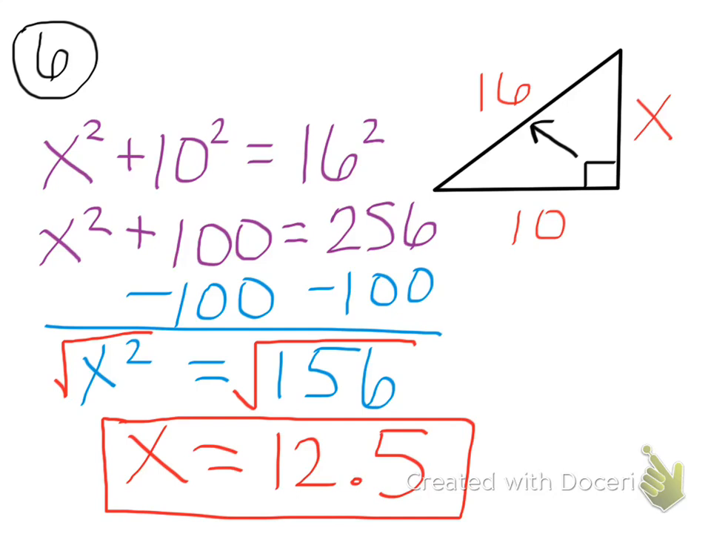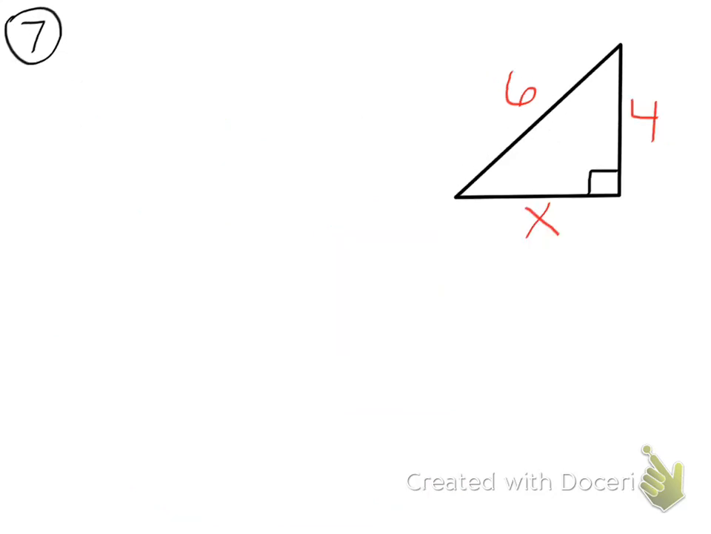So right now, I want you guys to try 7 and 8 on your own, and then watch the video to check your answer. Alright, let's move on to number 7. So again, the side across from the right angle is 6. So I'm going to do leg squared plus leg squared is equal to our hypotenuse squared. And our hypotenuse is 6, the one across from the right angle. So I'm going to do x squared plus 4 squared is equal to 6 squared.